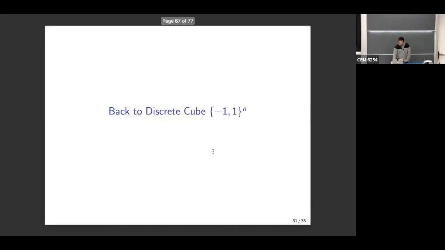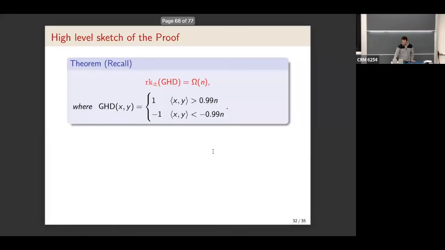Very short proof. Now, back to the discrete cube. The discrete cube is not exactly the sphere, so we have to work a little bit here. In the discrete cube, we want to prove a lower bound which is linear in n, and that was our function: if the inner product is larger than 0.99n, then +1, and in this case, it's -1, and there was a star, which I didn't write here, just for space. Now we're going to embed this continuous one in the discrete cube, but we're going to pay in dimension.